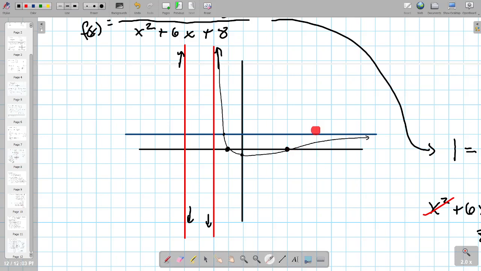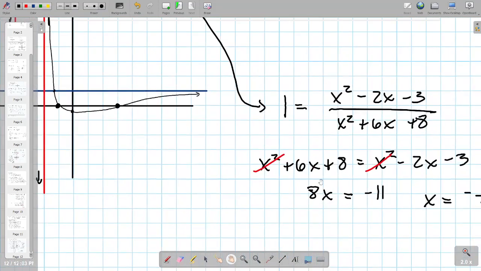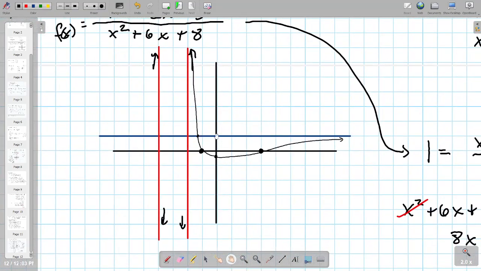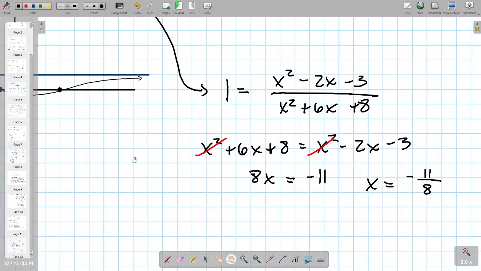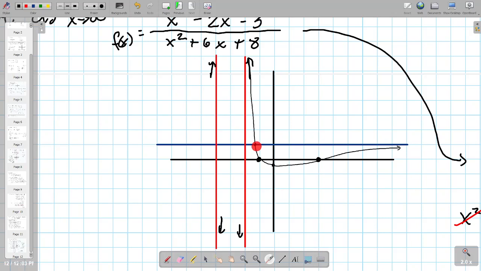Now I know that this does not go up above 1 again because we only have one solution to where it crosses the line y equals 1, and that's at negative 11 over 8, which means this is the only point where we cross the horizontal asymptote. We also see that we don't have any x-intercept between negative 2 and negative 4, which means that this never actually touches the x-axis, let alone going above the horizontal asymptote. And then this one, again, will never cross the horizontal asymptote, so we end up with something like this.